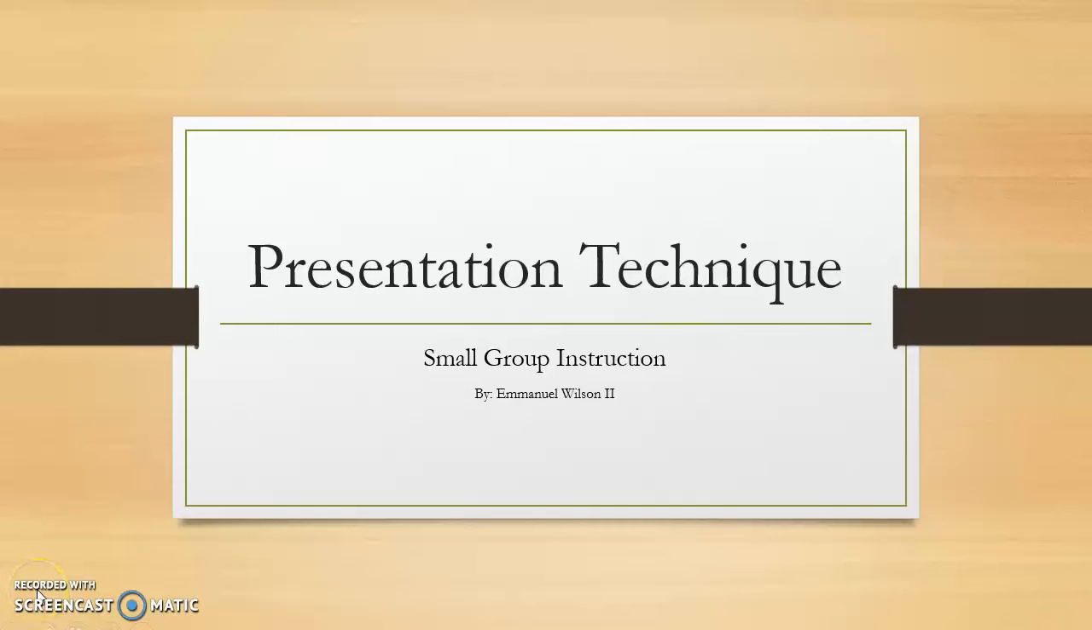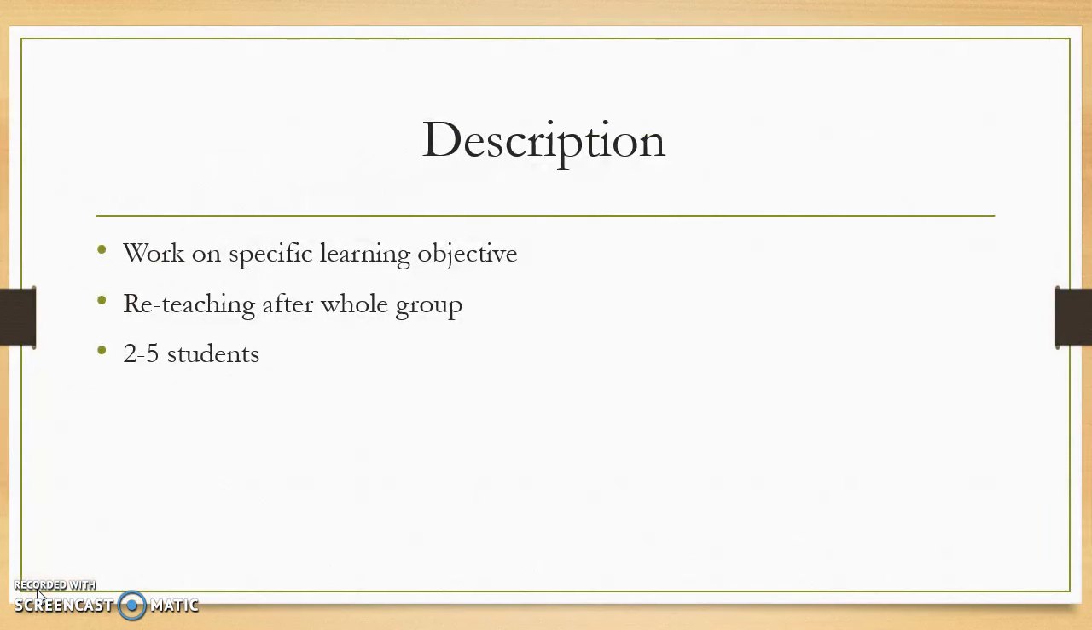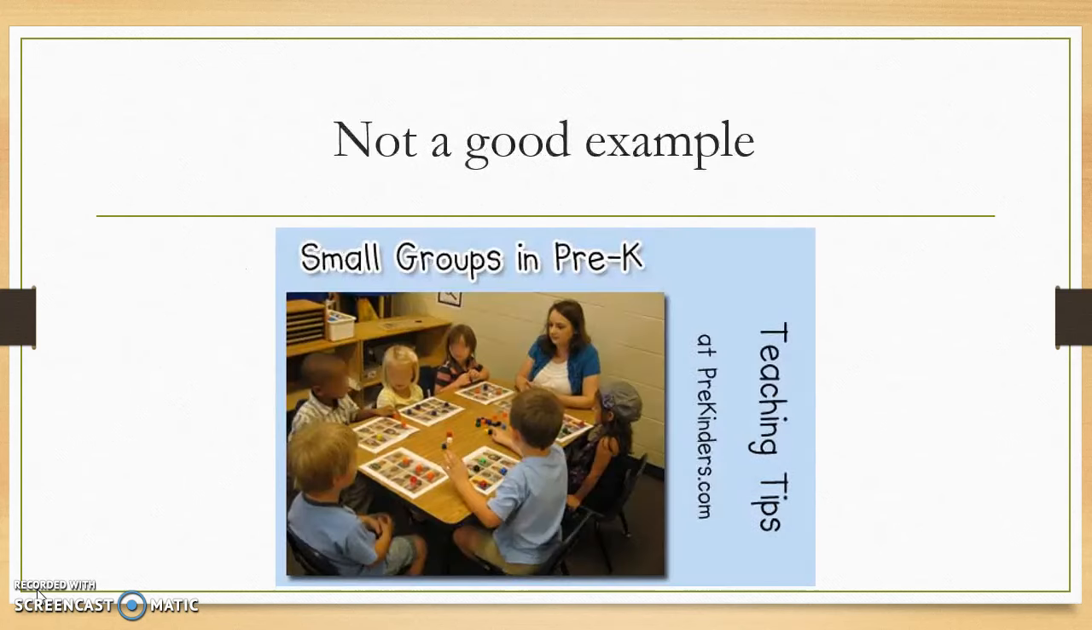There are many different types of presentation techniques, but today I will give you a brief overview of small group instruction. Small group instruction is usually given on a specific learning objective to about 2 to 5 students. It also is usually formed after whole group lessons.